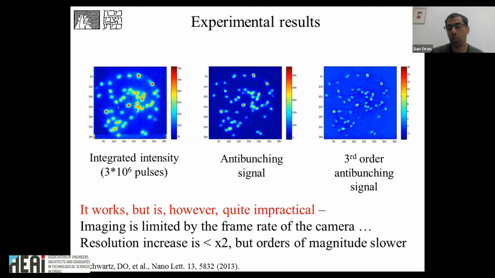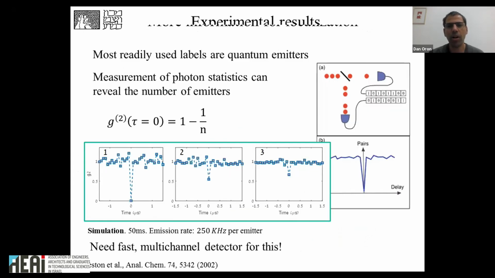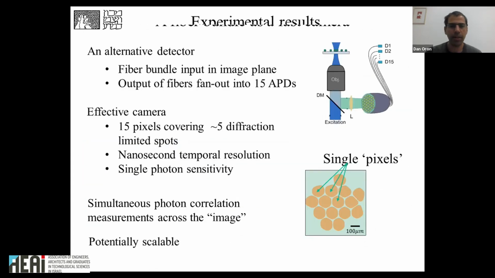So these are electron multiplying CCDs. They are single photon sensitive, but they're very slow. And when we started looking at this, there was no available technology that could do this, so we had to develop something ourselves. And this is our version, our take on a single photon sensitive camera.